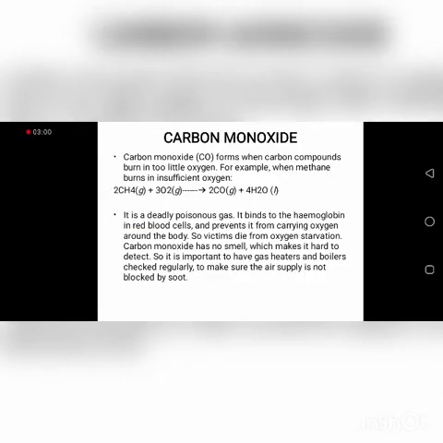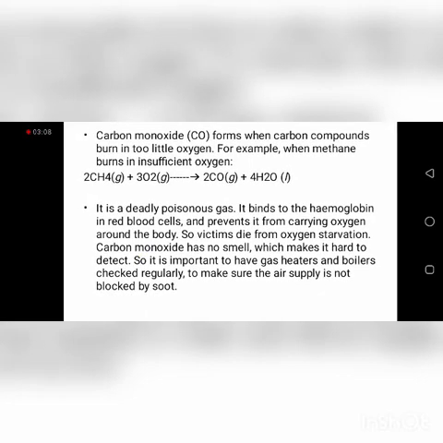Let us look at the second oxide of carbon, which is carbon monoxide or carbon 2 oxide, CO. It is formed when carbon compounds burn in little oxygen. Carbon 4 oxide is produced when carbon is burned in a plentiful supply of air, but carbon 2 oxide is produced when carbon compounds are burned in little oxygen. For example, when methane is burned and the oxygen is not much, that is going to give you CO, carbon 2 oxide.